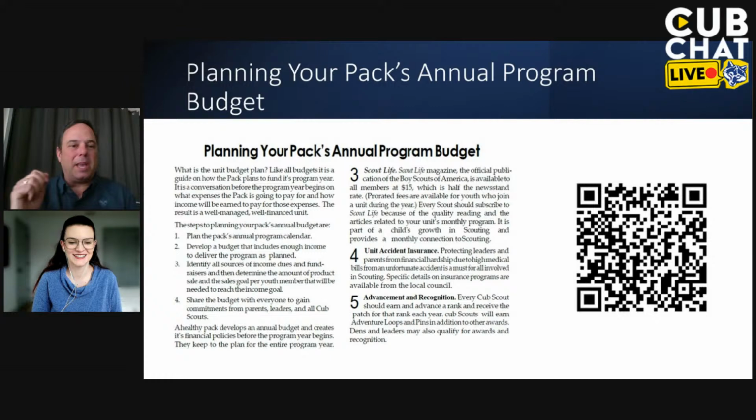So the first thing, if you get your phones out and scan that QR code, it's going to take you to planning your PAC's annual program budget. You can all see on the screen, 1, 2, 3, 4. There are 4 major steps, and we break that down into some specifics about the cost of certain things. Each of those steps has those items in more detail, and that is available on scouting.org. That's where that QR code is taking you.